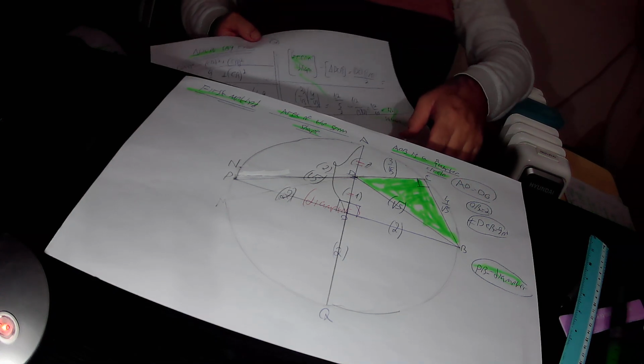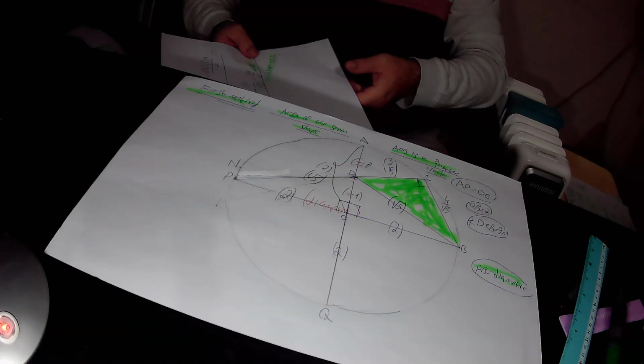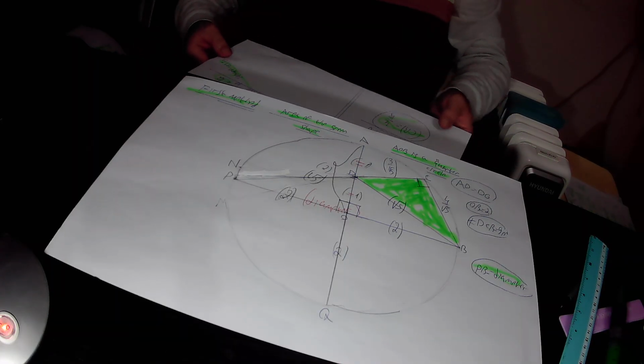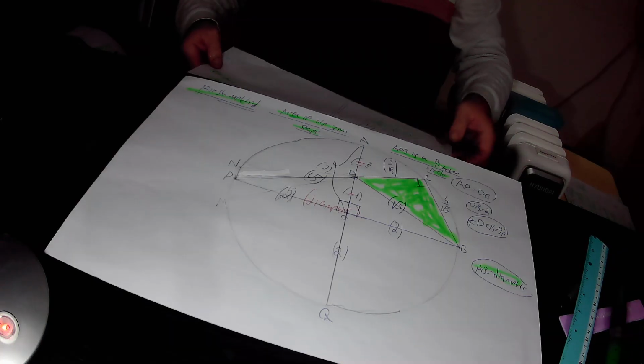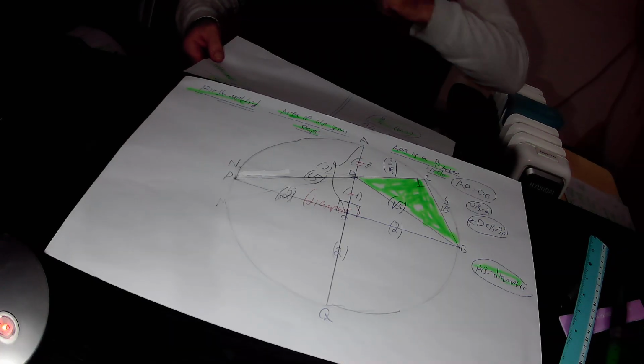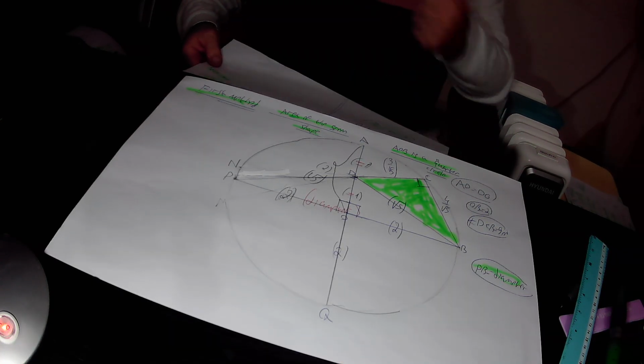So we finish with the first method. The next step, I repeat on the solution according to the second method. We find out the area of this green shape according to the second method.